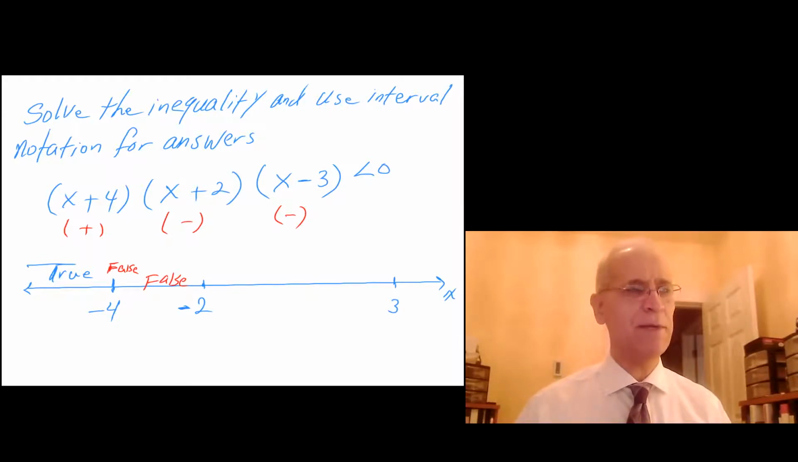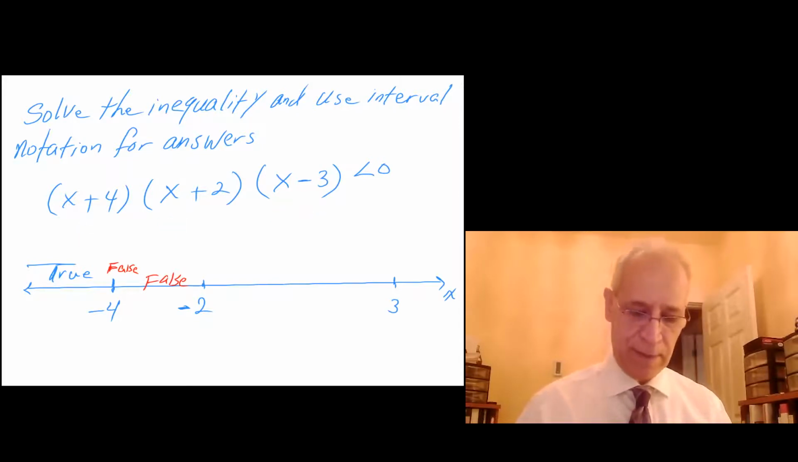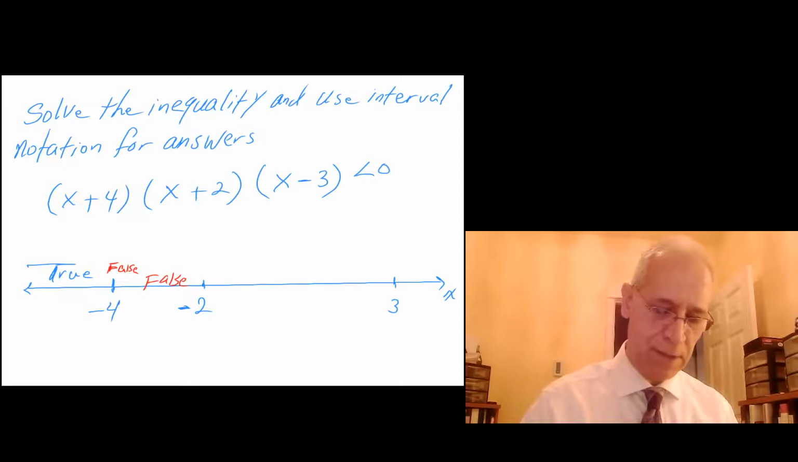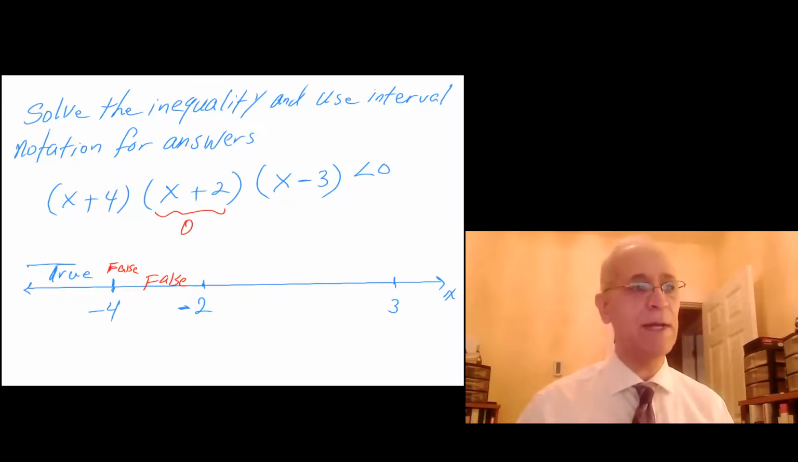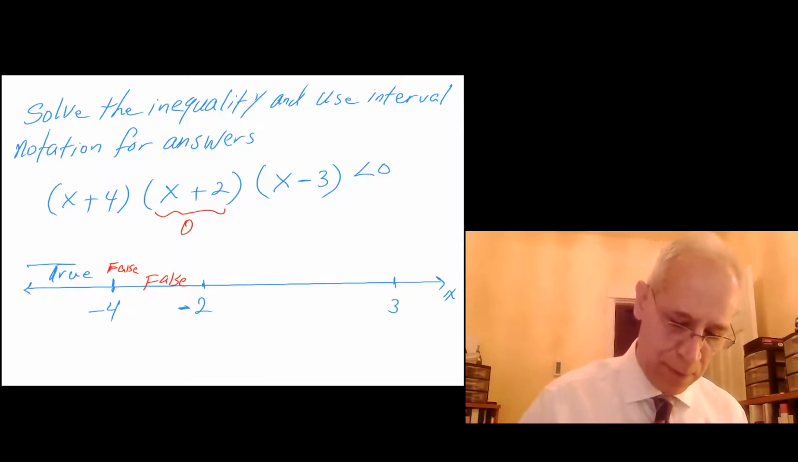How about -2 itself? If I plug in -2 in my original inequality, notice that I get a 0 in here. And 0 times anything is 0, and 0 cannot be smaller than 0. So I'm going to put false for -2.